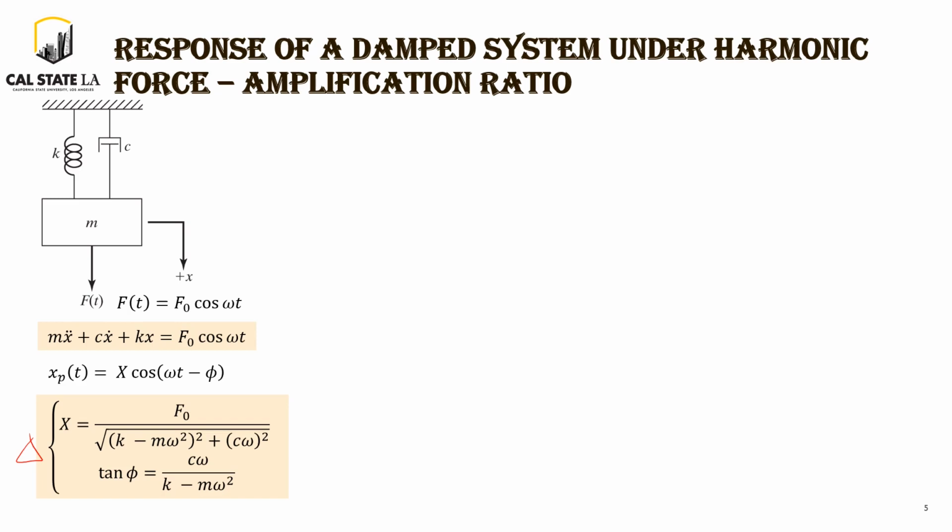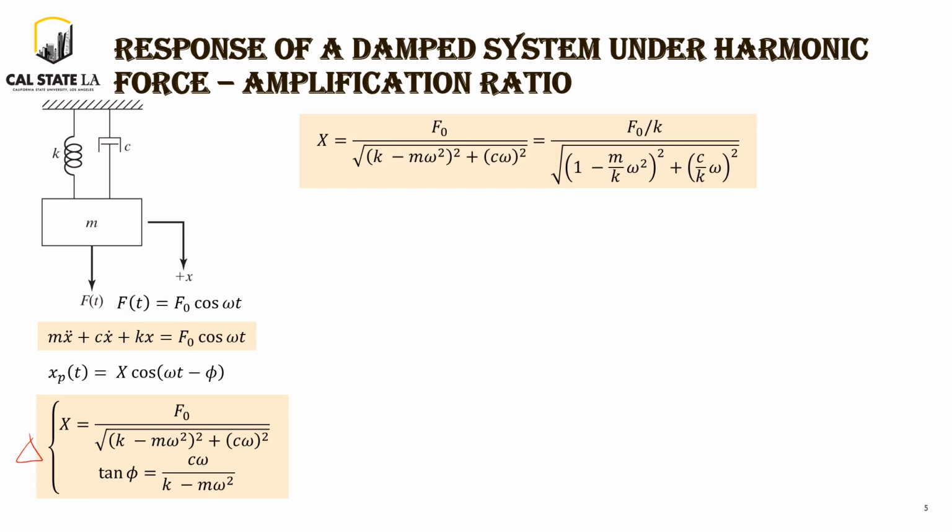Next we are going to look at the magnitude and the phase angle individually. We copy the magnitude over: x is equal to the force divided by the square root of (k minus m omega squared) squared plus (c omega) squared. So we divide k on both the numerator and the denominator. The numerator becomes f0 over k, and the denominator becomes the square root of (1 minus m over k omega squared) squared plus (c over k omega) squared.